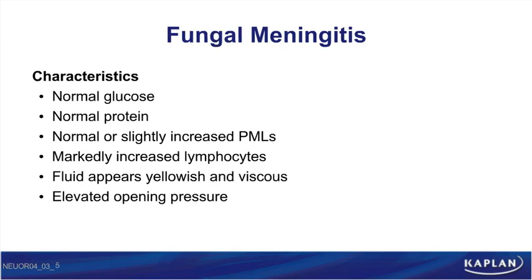Fungal meningitis will often present with normal or slightly decreased glucose, normal or slightly elevated protein, and with an elevated white blood cell count with lymphocytic predominance. The fluid will often appear yellowish and viscous, and the opening pressure will be elevated.